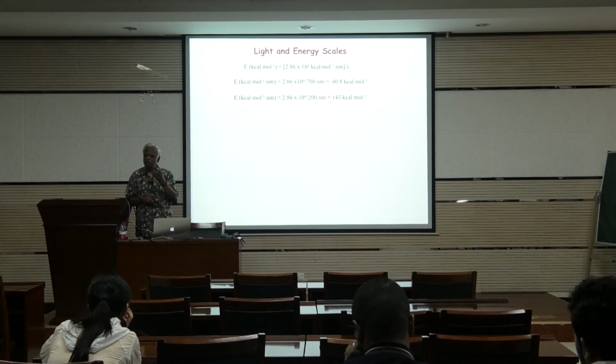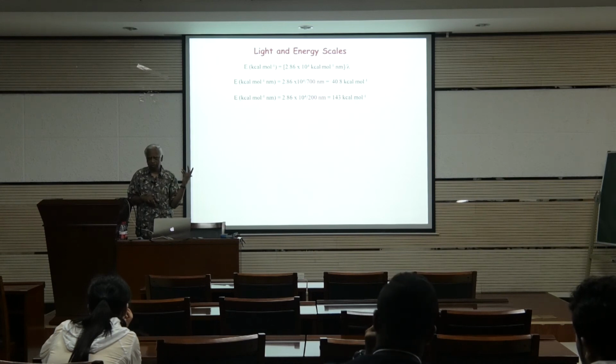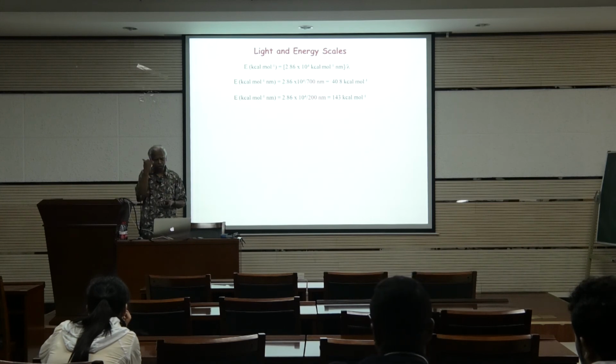I don't know what kind of unit you use. In America we use mostly kilocalories, so that is much easier. If I tell you 700 nanometers, 400 nanometers, you don't know what it is. If I tell you it is 40 kilocalories, then you can imagine how much energy is needed to break a bond, whether I have sufficient energy for this.